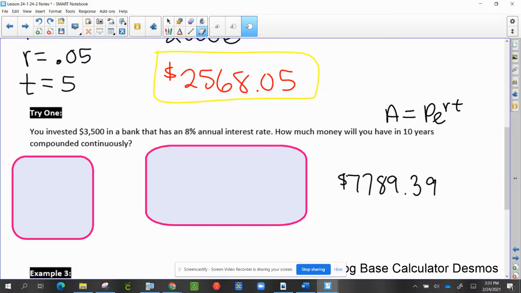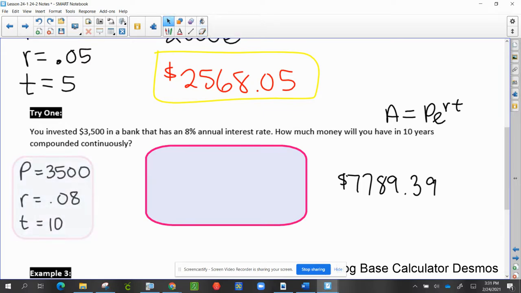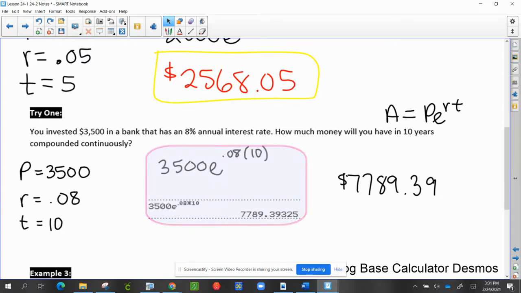Okay, here's the answer I got: $7,789.39. So here's everything set up. My principal is $3,500. My rate, 8%, is 0.08. t is 10 years. If I put it in my calculator, that's what I got.